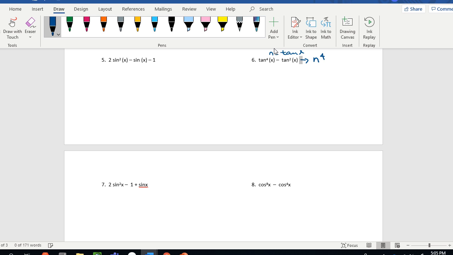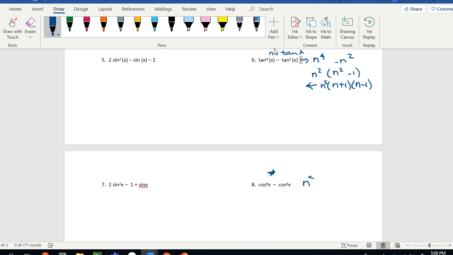It's after 5 o'clock. So n to the 4th minus n to the 2nd, and I'm going to pull out an n squared, giving me n squared minus 1, and now I've got a difference of two squares. So it's n plus 1, n minus 1, and the n squared is there. Once you have it factored like this, then you can put your tangents back in. There's your hint.